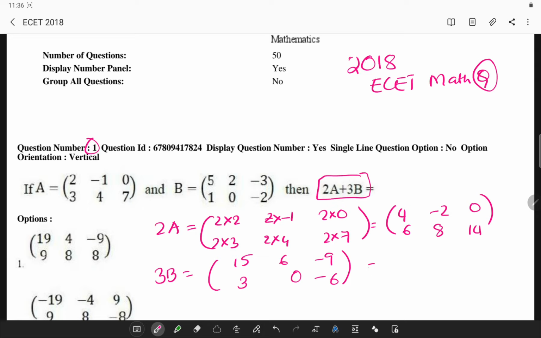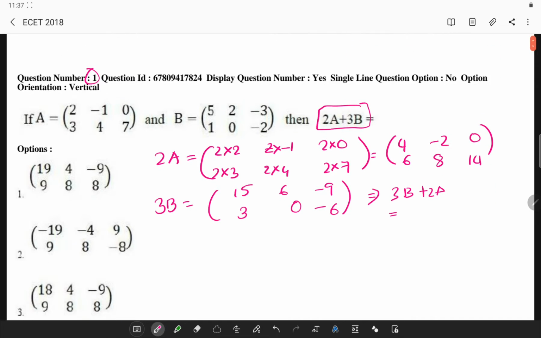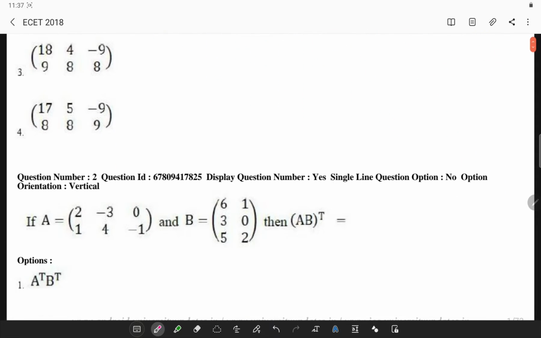So if I add these two, I'll get 2a plus 3b as 19, 4, minus 9, 9, 8 and 8. So this suits with the first option.